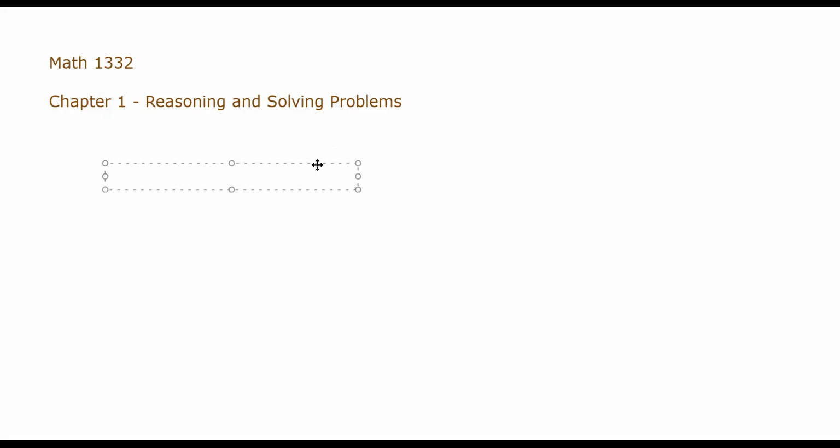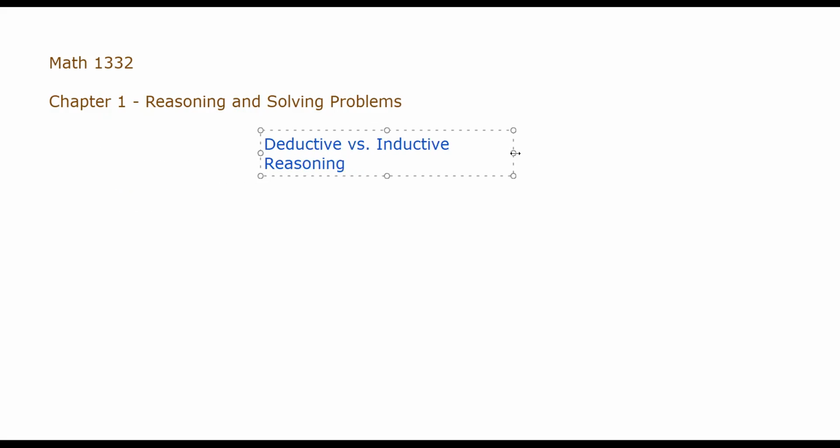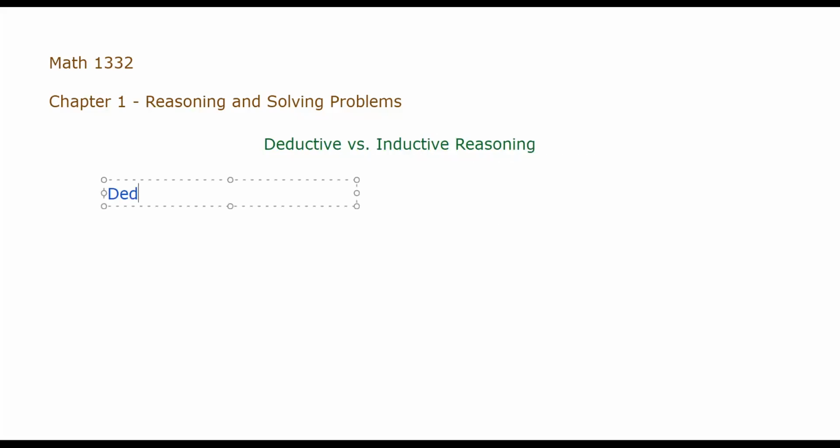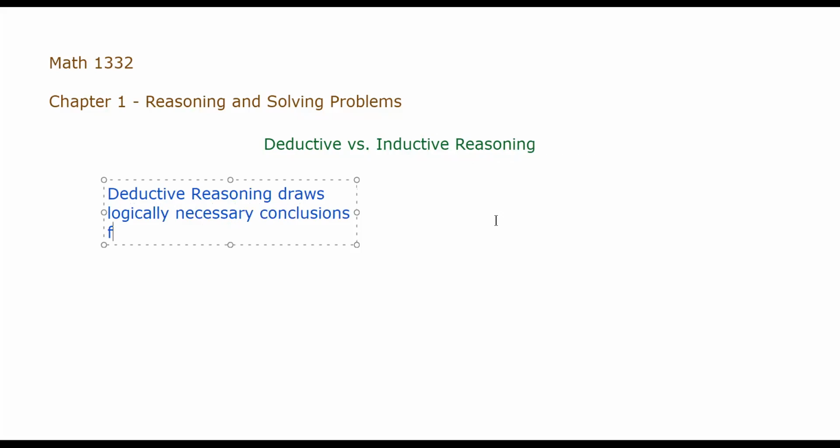So we're going to start with some basic stuff. We're going to talk about deductive versus inductive reasoning. That's where we're going to start out. Now, the first type of reasoning that we're going to look at is deductive reasoning. Deductive reasoning draws logically necessary conclusions from a set of hypotheses. That's the whole goal of deductive reasoning.